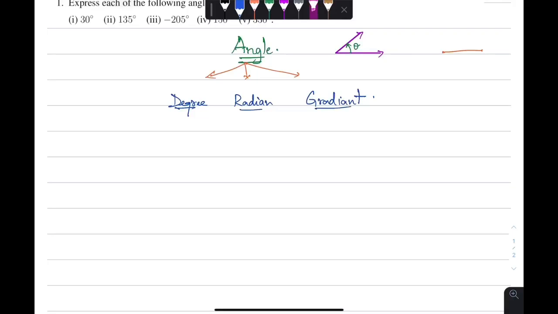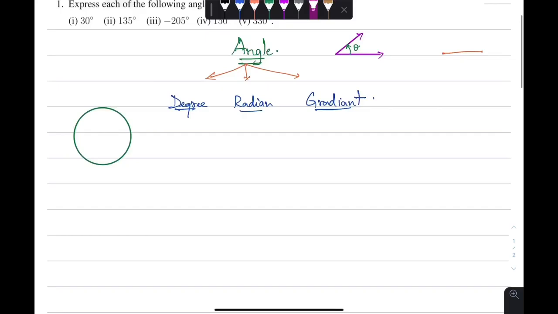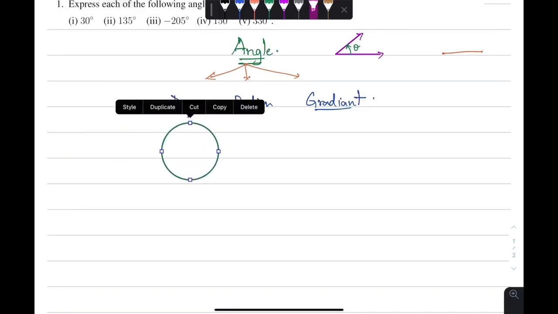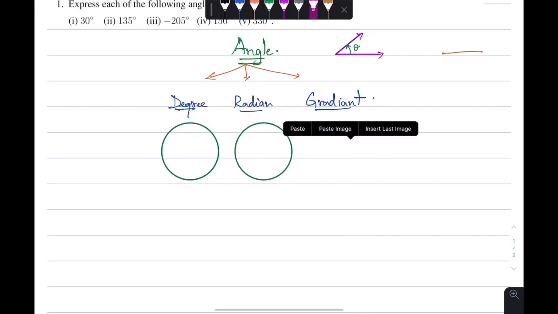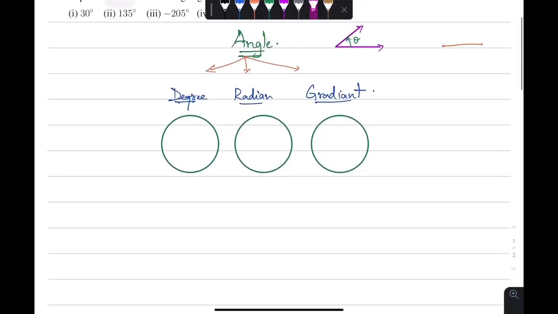I'll be showing you with respect to a complete revolution. We all know that a complete revolution is 360 degree. Let me give you a comparison, the relation with respect to a complete revolution, with degree, radian, and gradient, so that this will help you understand the concept of angles and the relations also. In degree, one complete revolution is 360 degree, in radian it is 2 pi radian, and for grade you call it 400 grads.